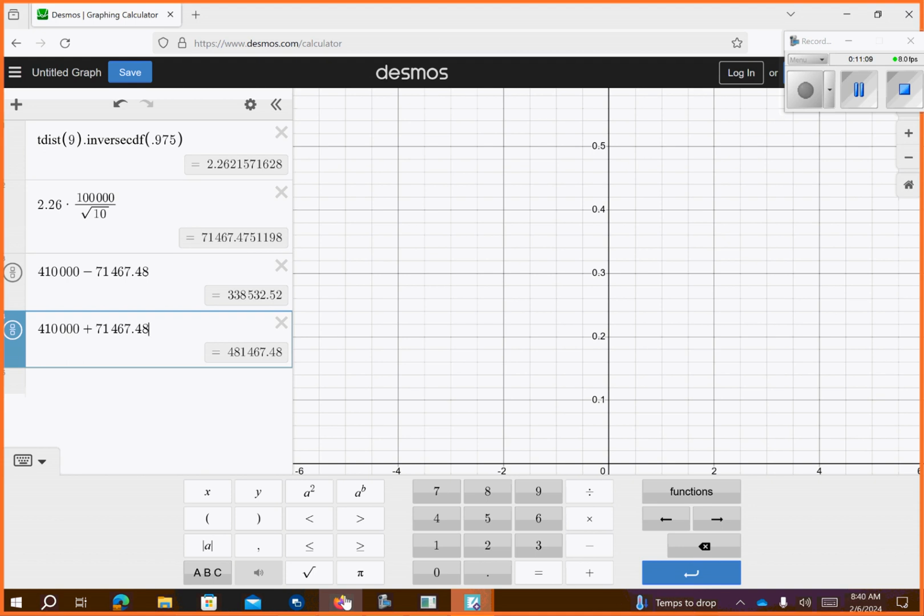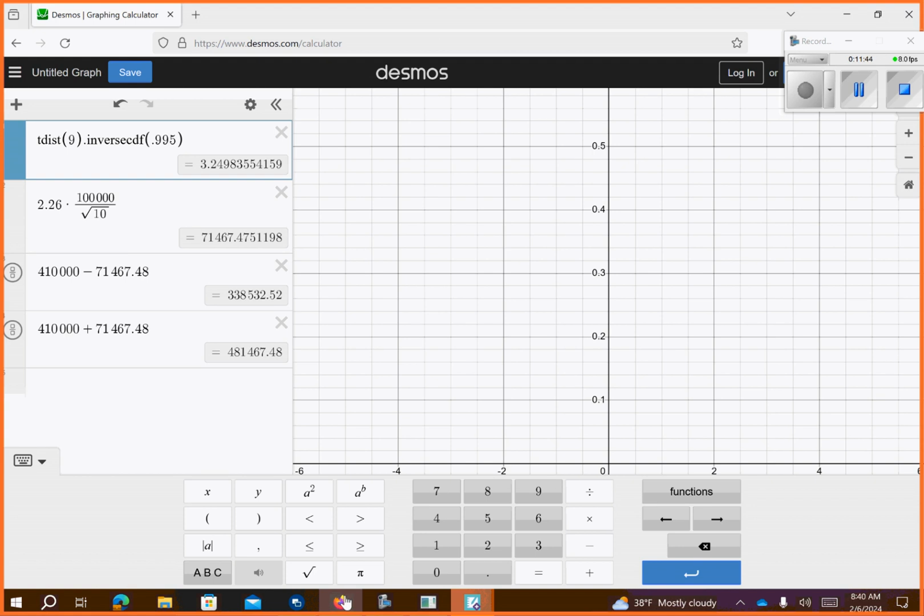Love it. So we are 95% confident that if we were to select another 10 homes in this Sunnyside neighborhood in Miami, we would find our home values between $338,532.52 and $481,467.48. And then if we change that to our 99% confidence, this is going to become 0.995.